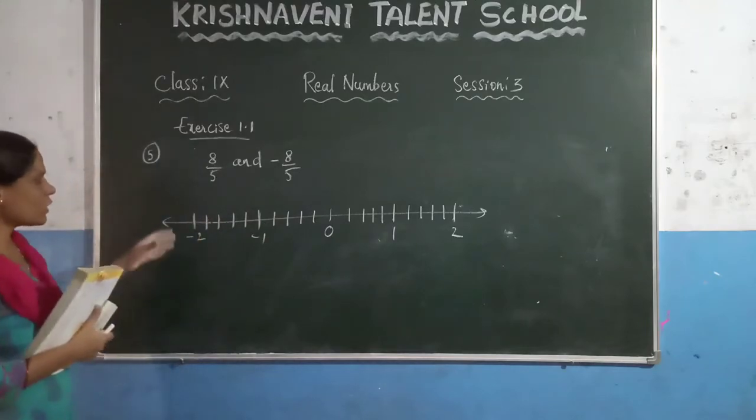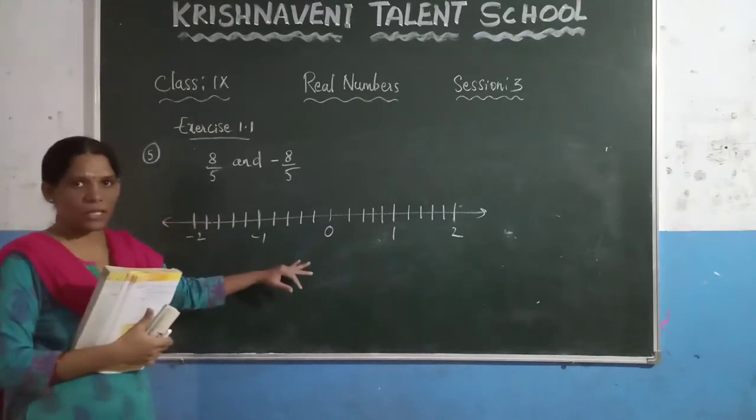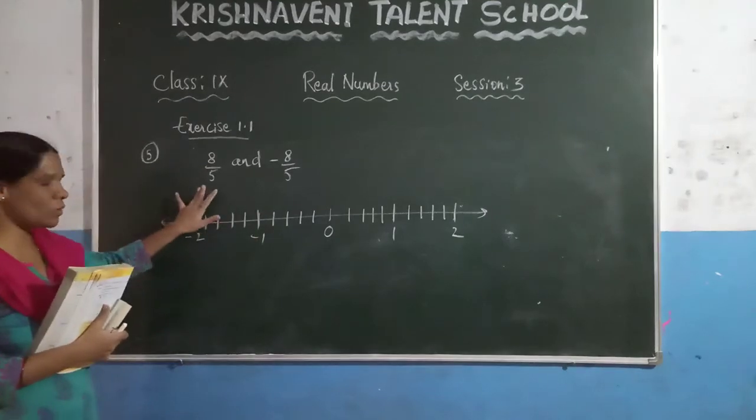Now here, what is the first step? First you have to draw the number line. After that you have to check the denominator.